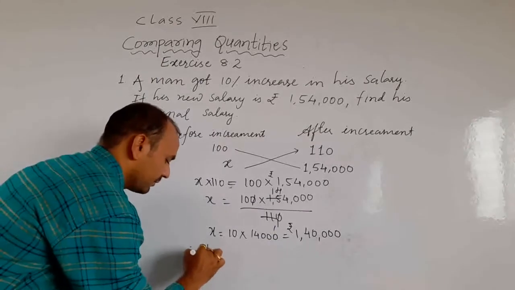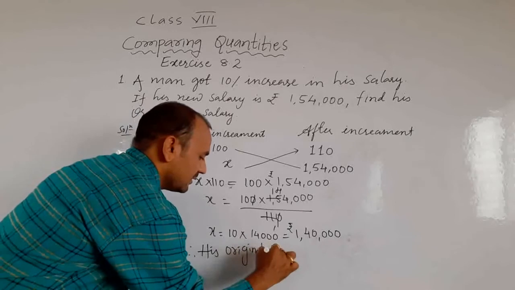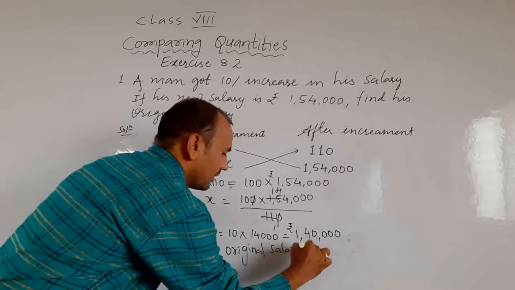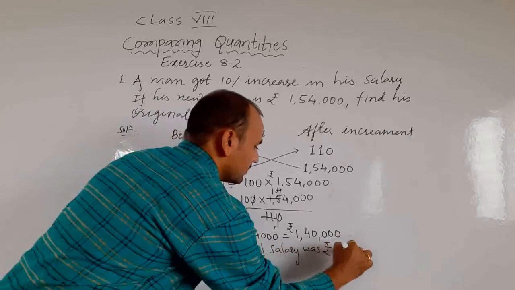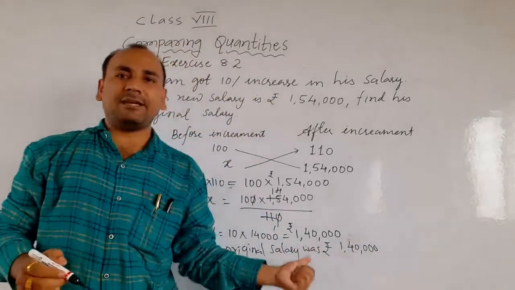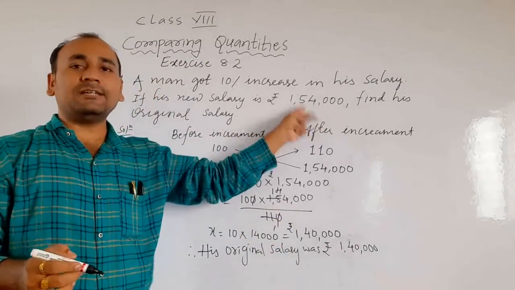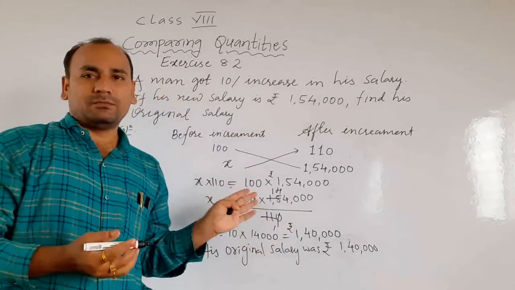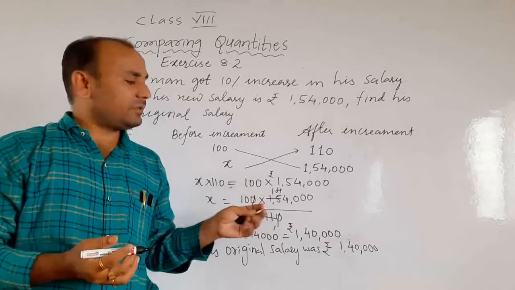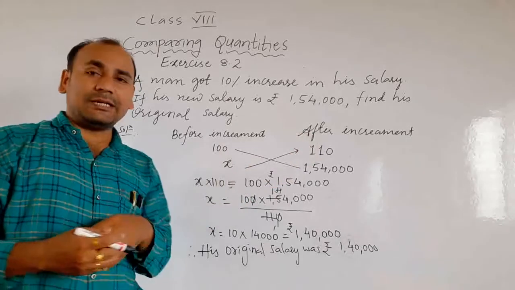Therefore his original salary was rupees 1,40,000. This is his salary before increment, and after increment his salary is 1,54,000. So this is the way we can do it without using a formula, using before increment and after increment. And you can use the formula also.